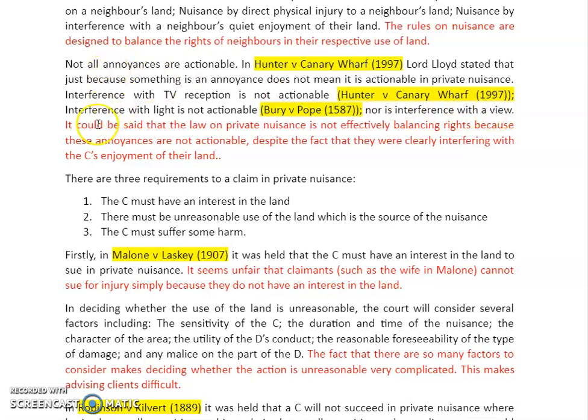So in terms of evaluating that rule, it could be said that the law on private nuisance is not effectively balancing rights here, because these annoyances with your TV, with your light, with your view, are not actionable despite the fact that they were clearly interfering with the claimant's enjoyment of their land.